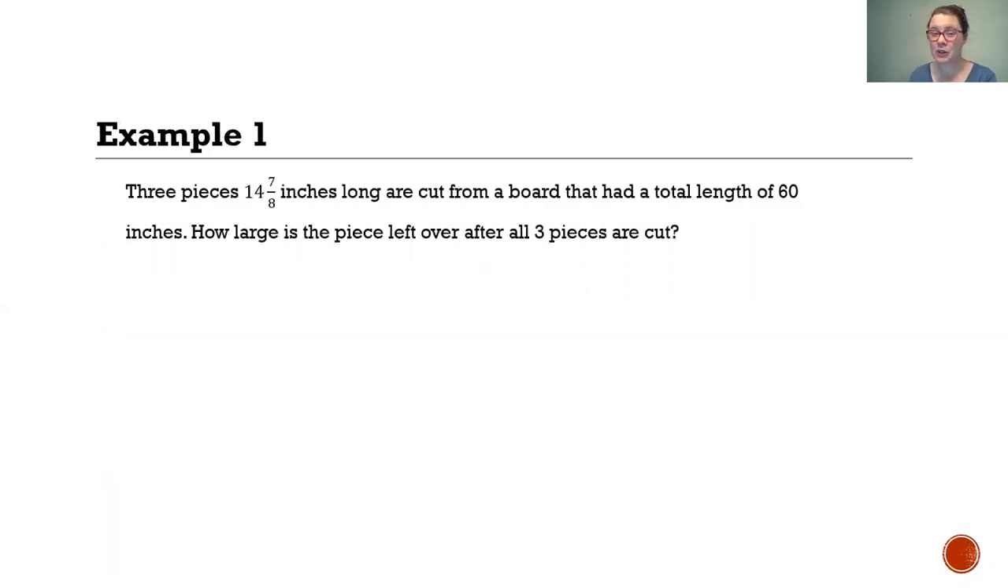All right, so for the first question, we have 3 pieces, 14 and 7/8 inches long, cut from a board that had a total length of 60 inches. How large is the piece left over after all 3 pieces are cut? So you've got a board, it could be a piece of pipe, could be anything, and we're cutting it into sections. 3 pieces are 14 and 7/8 inches long. And I want to know, if you started out with 60 inches, what size is the piece left over?